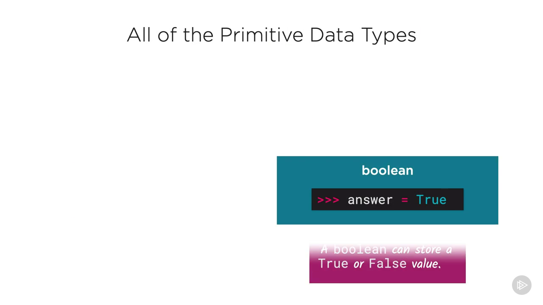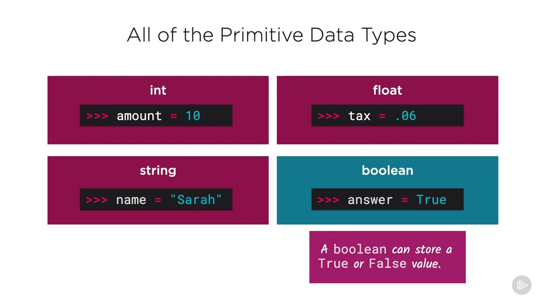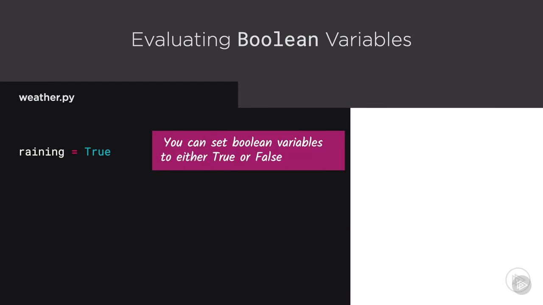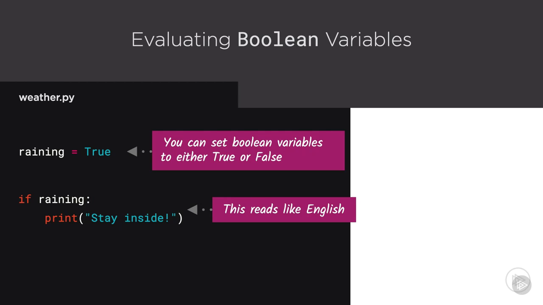Another data type that can be used in comparisons is called a Boolean, which can store either a true or false value. And that actually adds to the primitive data types we've seen before for int, float, and string. Now we also have a Boolean data type. We're going to use a Boolean to store whether it's raining or not. Now the if statement reads, if raining, print stay inside, which is getting closer to reading like English.